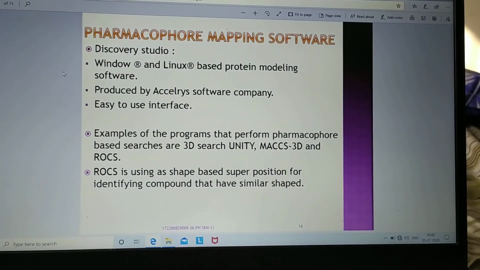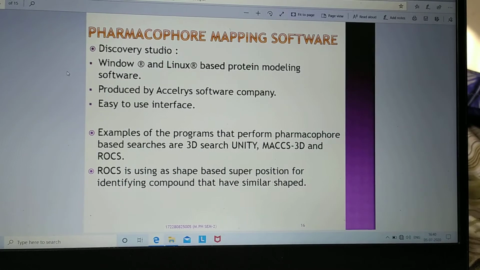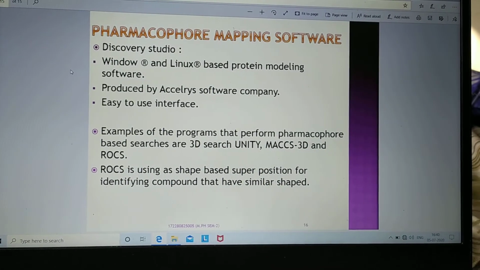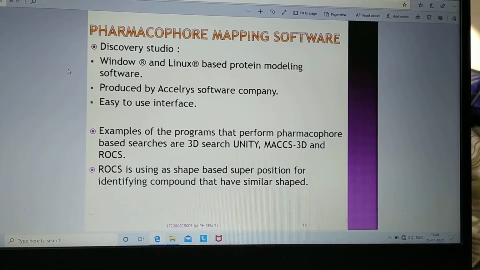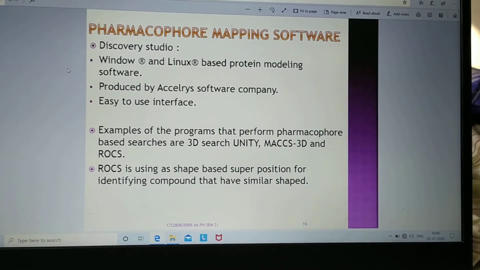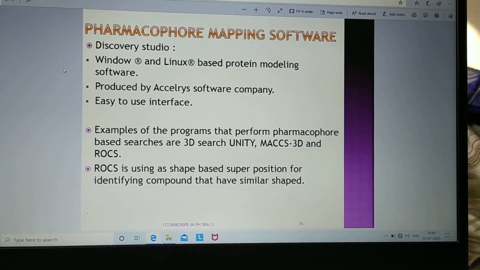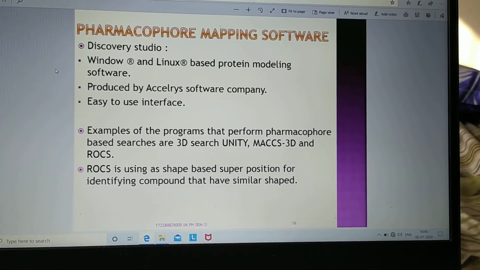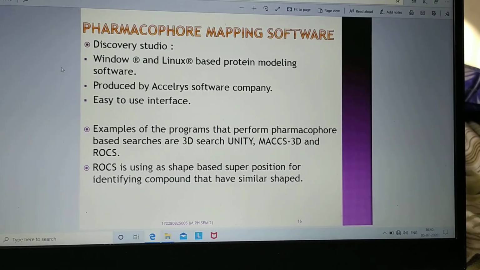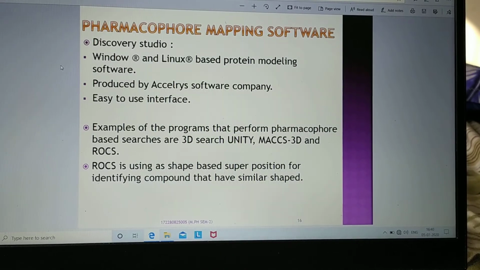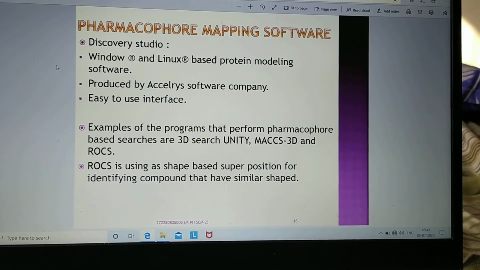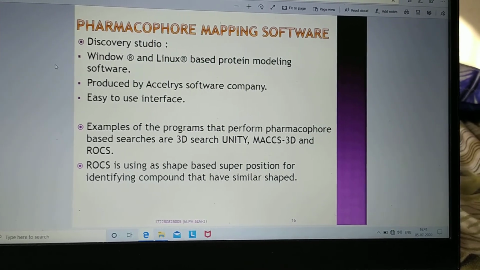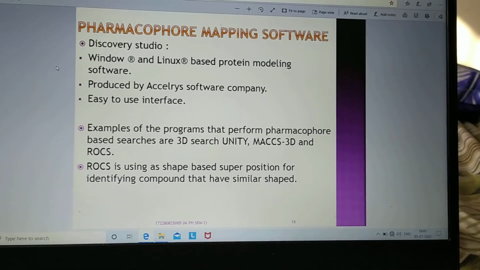Discovery Studio is Windows and Linux based protein modeling software produced by Accelrys Software Company, with an easy to use interface. Examples of programs that perform pharmacophore-based searches are 3D Search, Unity, Catalyst Max 3D and ROCS. ROCS uses shape-based superposition for identifying compounds that have similar shape.